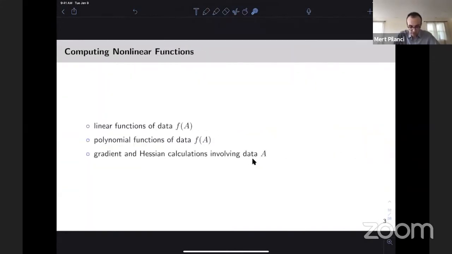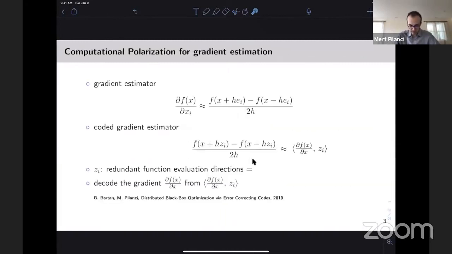So this can be done for linear functions of data or polynomials. It will boil down to the same computations. It can also be applied to gradient and Hessian calculations involving the data matrix. I have a very short example on this. So in zeroth order methods, we actually don't have access to gradients. We only have access to function values, and we can estimate gradients. If you have a function f of x, the gradient with respect to xi can be approximated via a finite difference approximation. Here, e sub i is the ordinary basis vector.